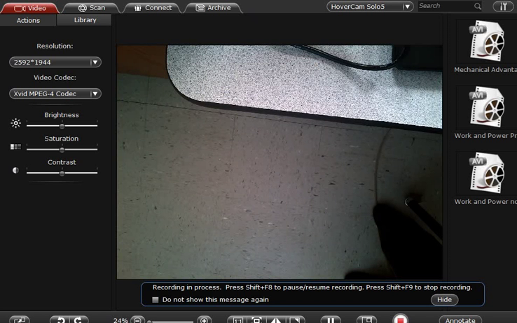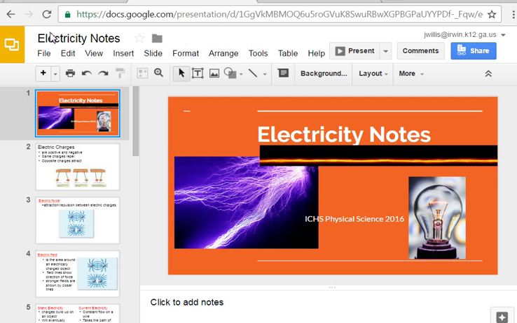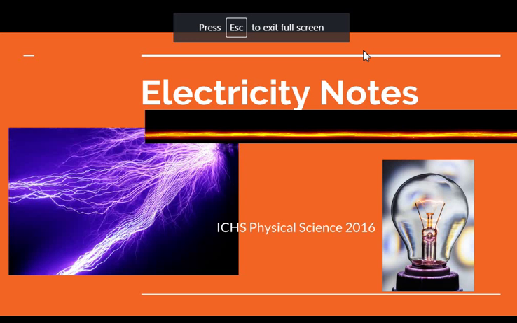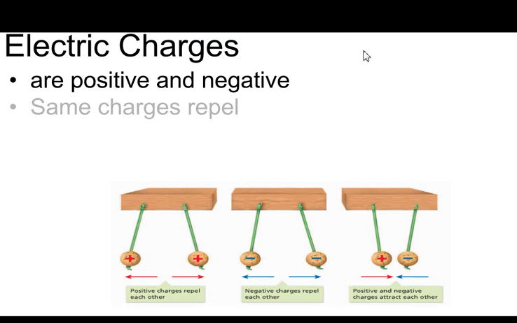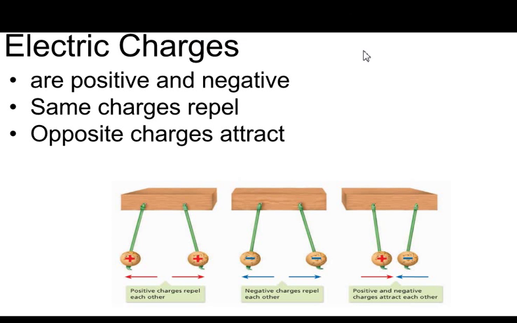All right. So we are going to look at your electricity notes today, so everybody has that. The very first thing that we are looking at is electric charges. And this is something, again, that's review. Remember, when we get to magnetism, magnetism has a north and south pole. Electricity has positive and negative charges.